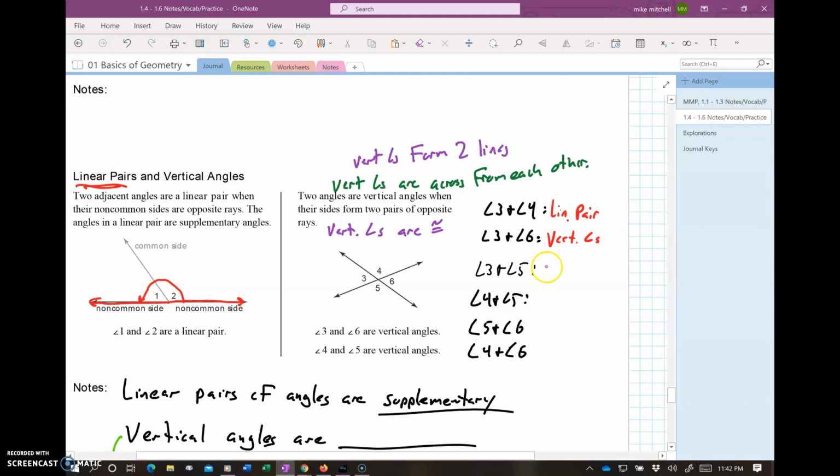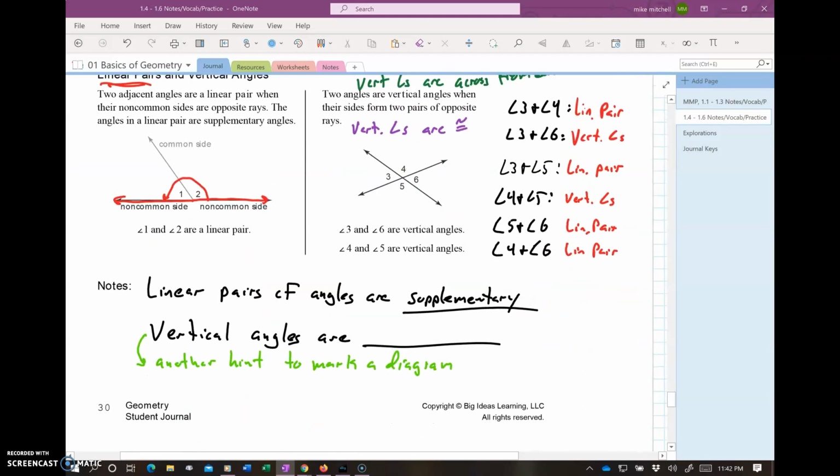Okay, 3 and 5, that's a linear pair. 4 and 5, we said that earlier, those are vertical angles. 5 and 6 are a linear pair. LIN is my abbreviation for linear. 4 and 6 also form a linear pair. And remember, our linear pairs of angles are supplementary.